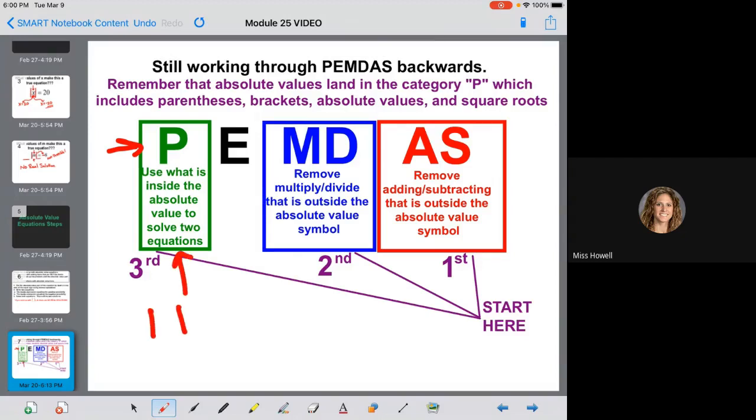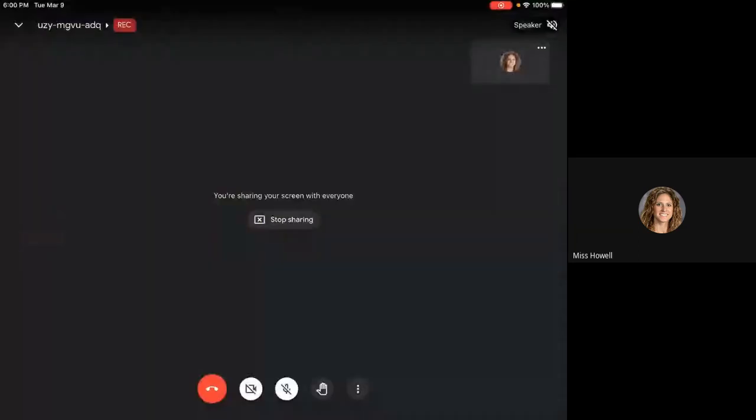Once you get to this portion where you have absolute value with some stuff on the inside of there, oh, excuse me.